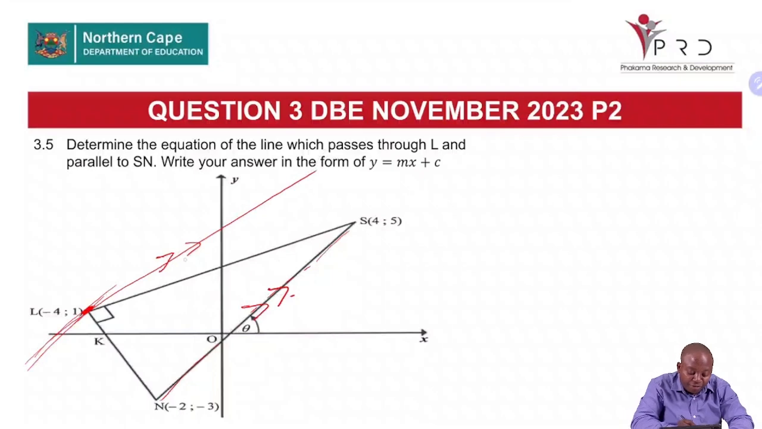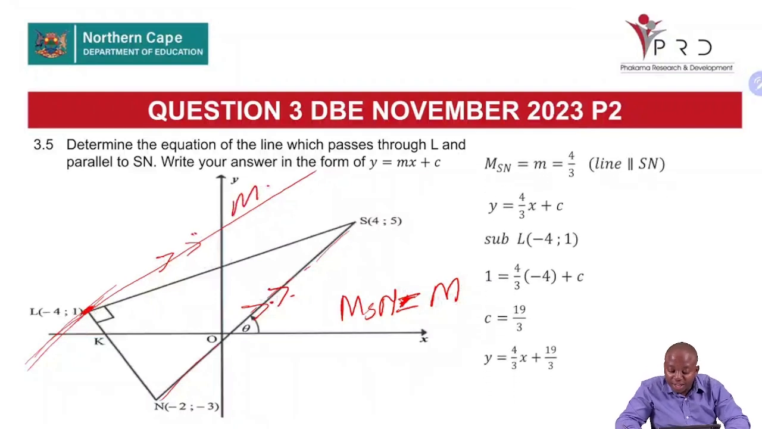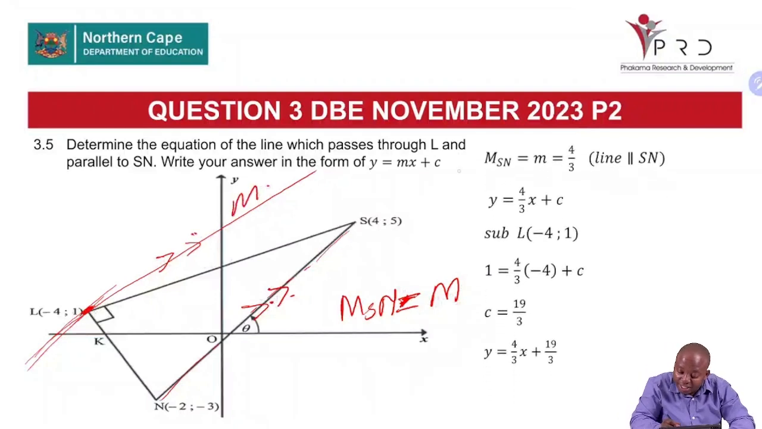So the gradient of SN is going to be equal to the gradient of M. I'll just call this line here M. So these gradients are equal. Why? Because parallel lines have equal gradients. Now remember, like I said, the gradient of SN is equal to M, which is this line I have. They have the same gradient. Why? The line is parallel to SN.